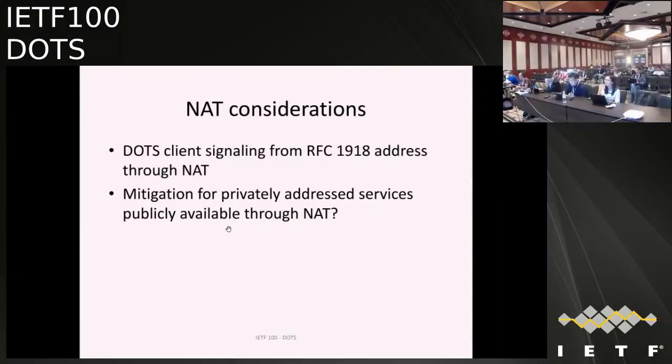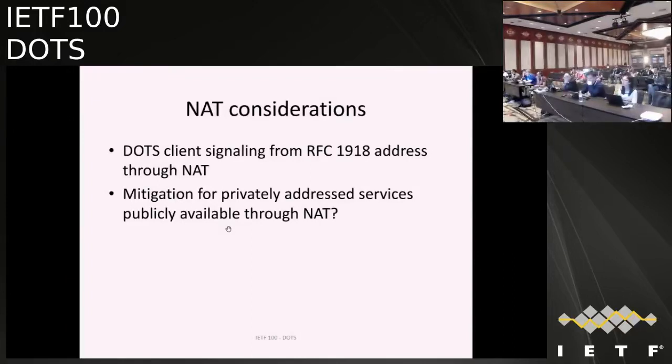is being deployed. And then the other thing that came up as a result of further discussion was how to request mitigation for privately addressed services, maybe using DNAT, NASNAT. Let's say you have a service that's being deployed in, say, a private cloud. You need some way to let the DOTS client know what mitigation scope is the actual scope it should be requesting from a DOTS server that might be in a different administrative domain.